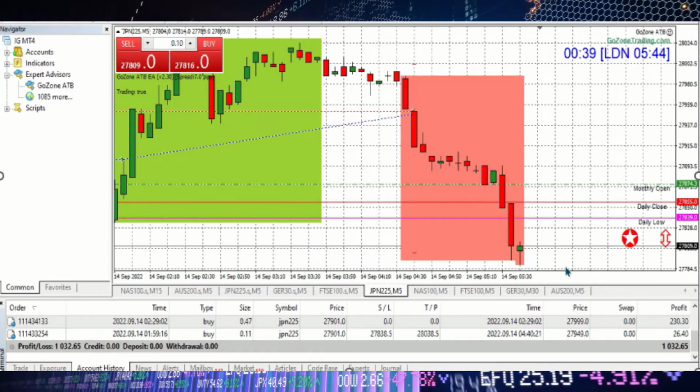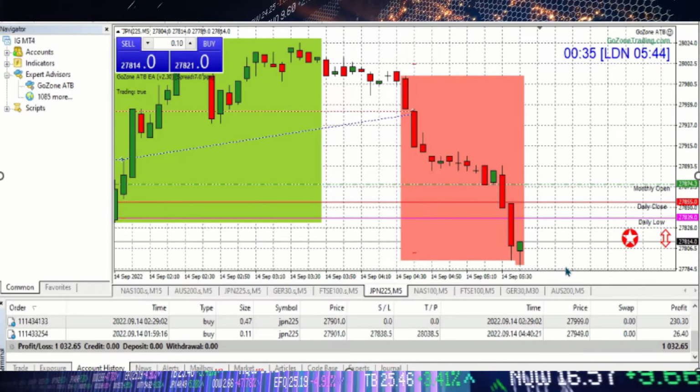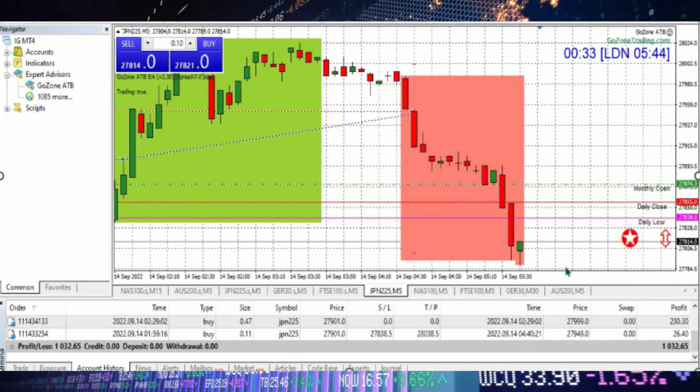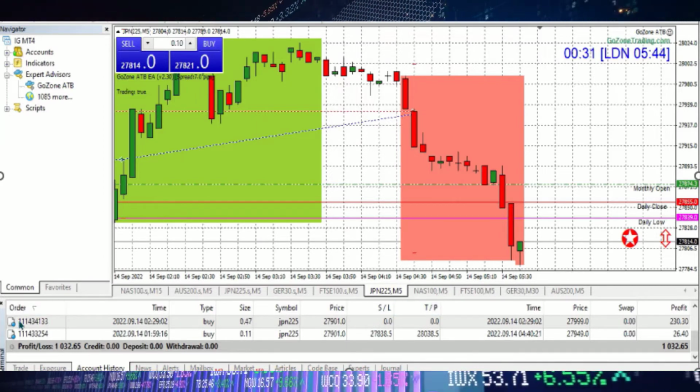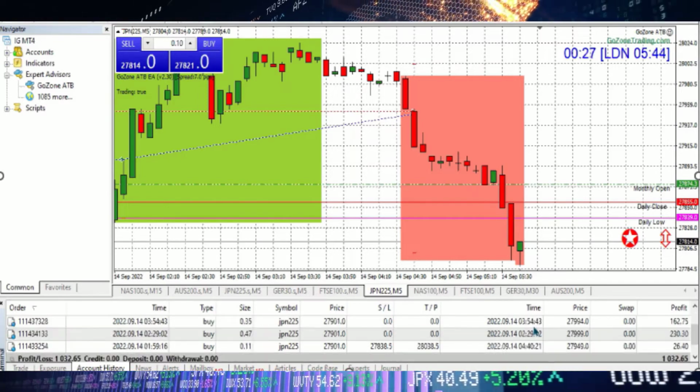This was a pretty awesome and profitable day trading the Japan market on a 5-minute time frame. However, not every trade goes this well. Stick around and I will show you what a losing trade looks like using the Go Zone ATB.